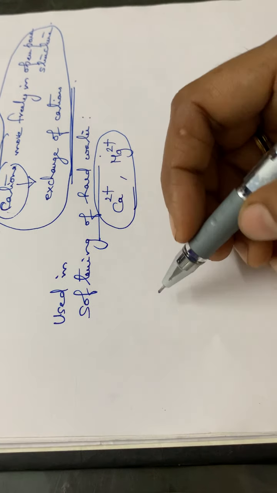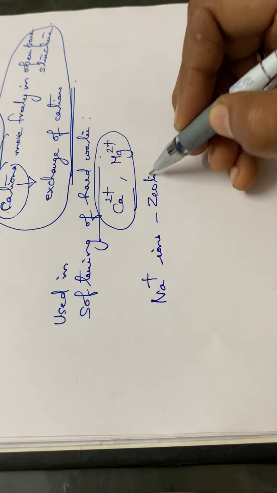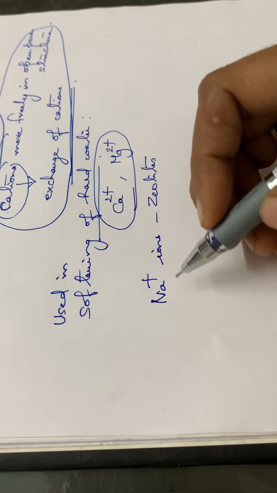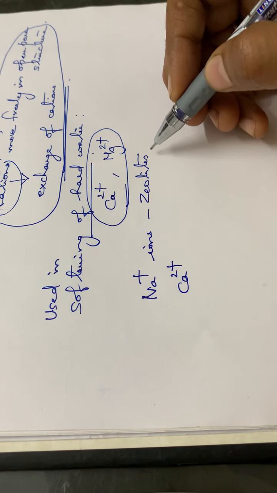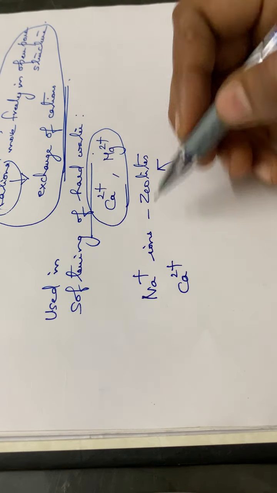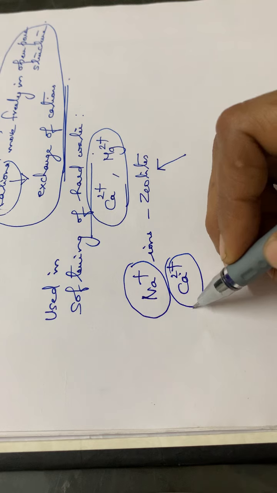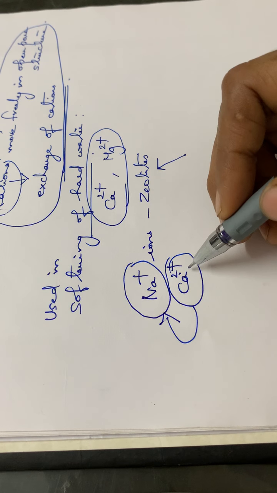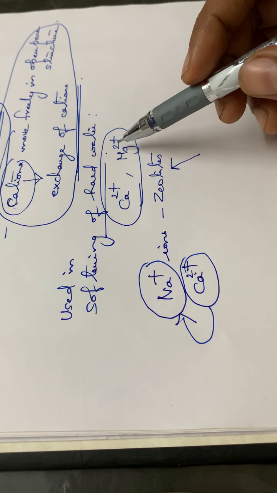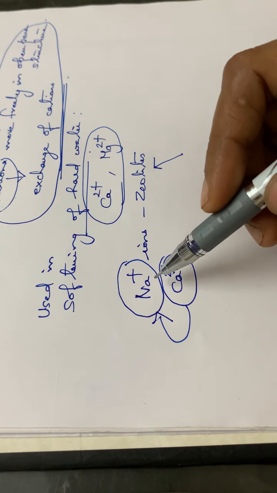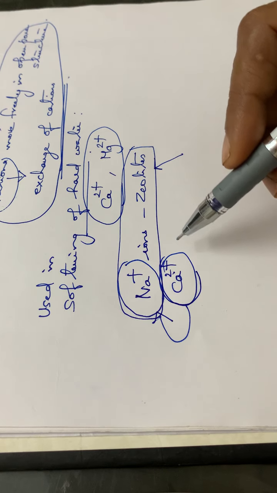Normally in zeolites there will be Na+ ions, and this Na+ will be replaced by the Ca2+ present in the hard water. That is, when hard water is passed through these zeolites, the Na+ ions are replaced by the Ca2+ ions. So from the water we can remove the Ca2+ ions. That is the purpose of using zeolites in the softening of hard water. That means in zeolites, Na+ ions are there. In hard water, Ca2+ as well as Mg2+ ions are there.